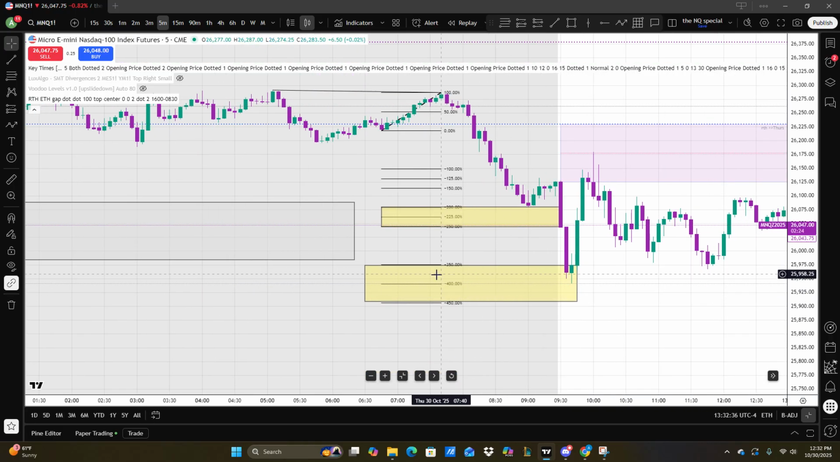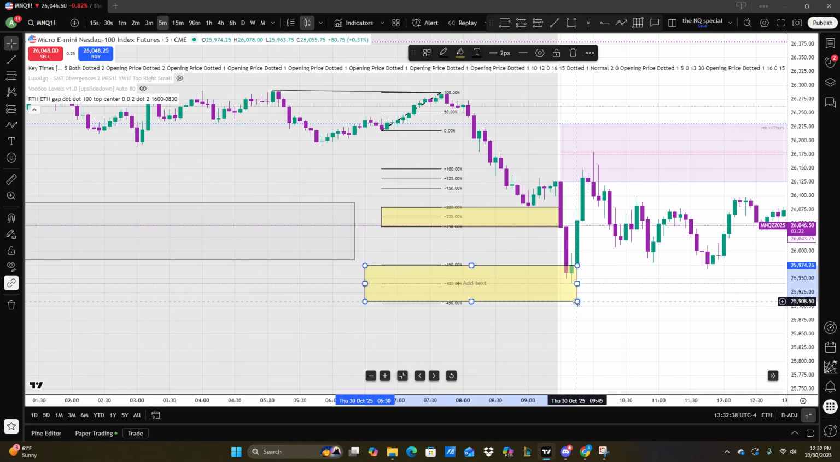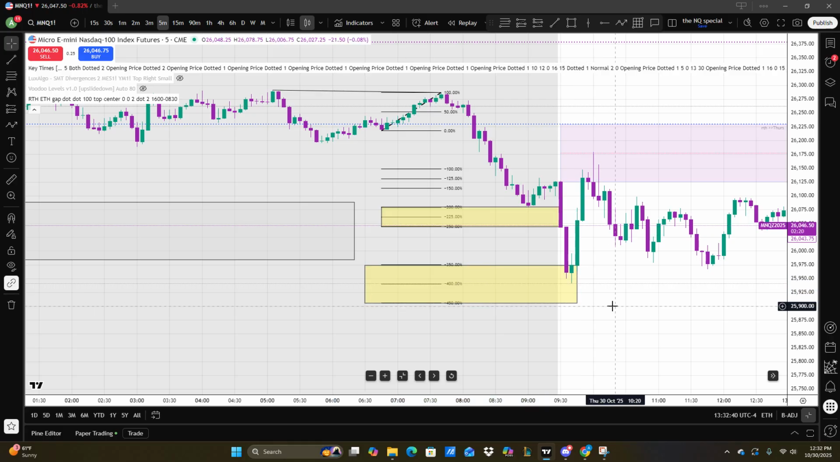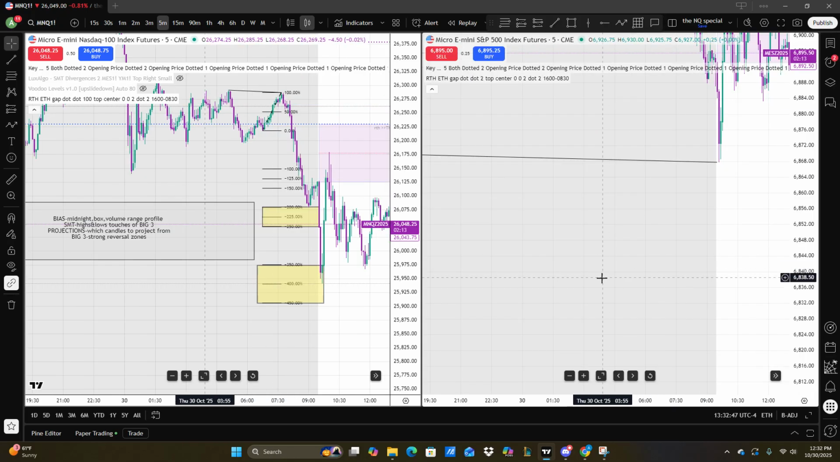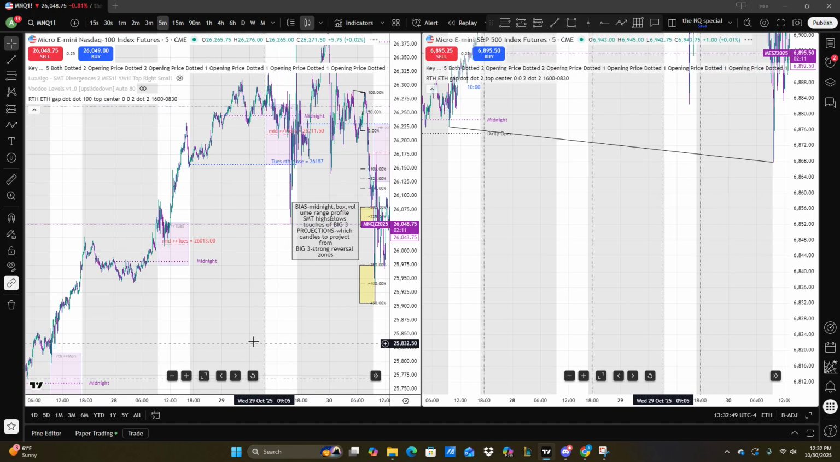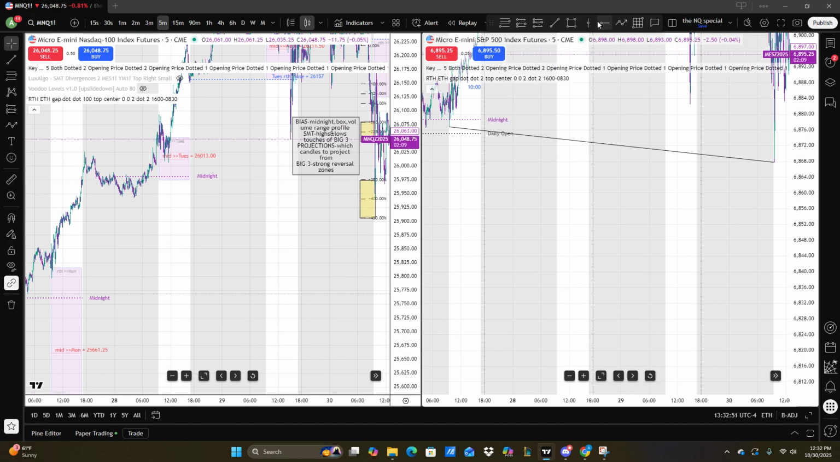Whenever you dump into the 3.5 to 4, this is the end of the move. So you're looking for an SMT to send you back in the opposite direction, right? I have the SMT marked. This one was kind of hard to find today because it's so far away. But there's an SMT with this low and this low.